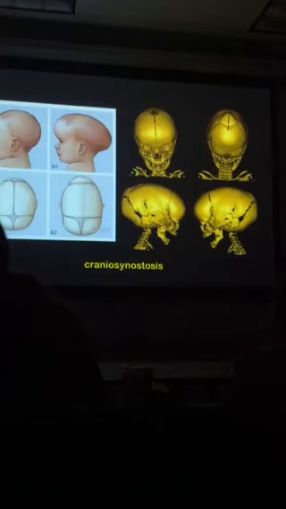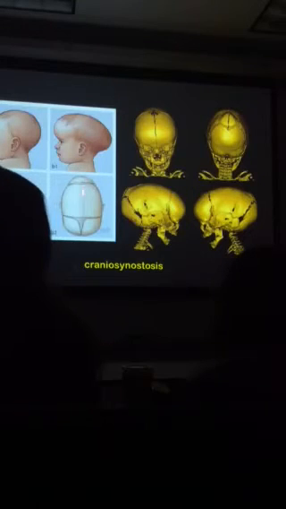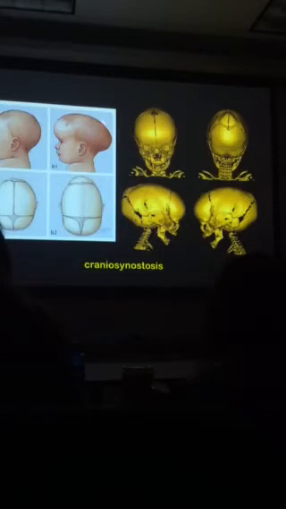This happens in babies. It's called craniosynostosis. And craniosynostosis is premature fusion of a suture. It can be any suture. This one, here's the sagittal suture, and when the sagittal suture fuses prematurely, as in this picture, you get this kind of shaped skull.